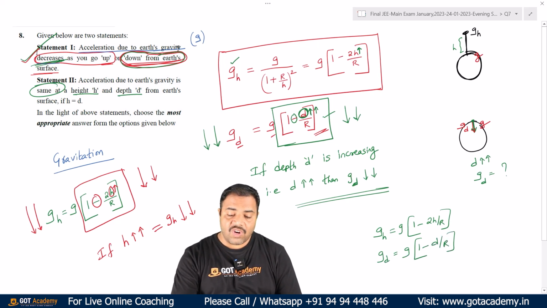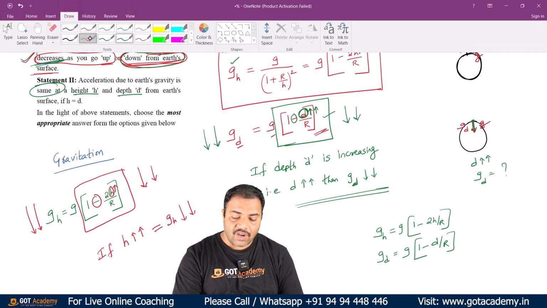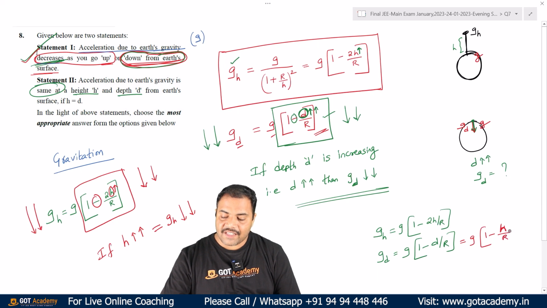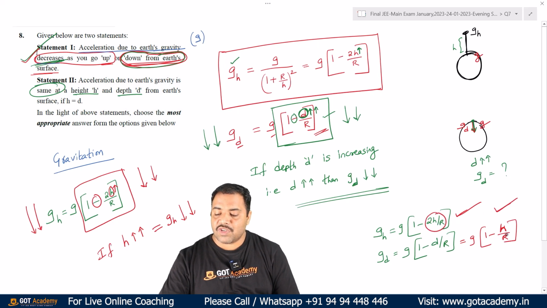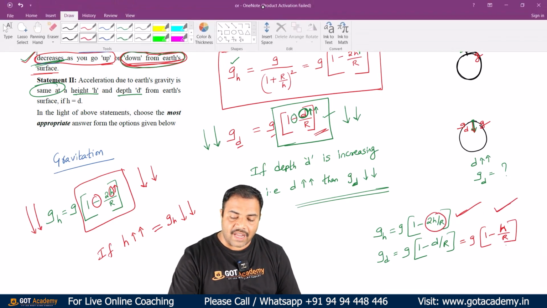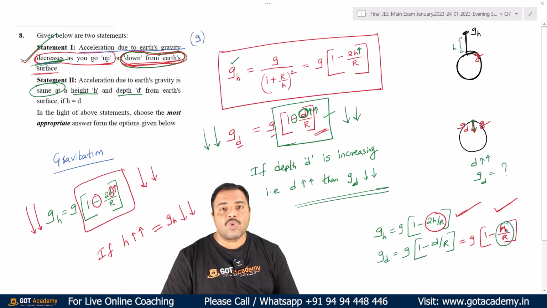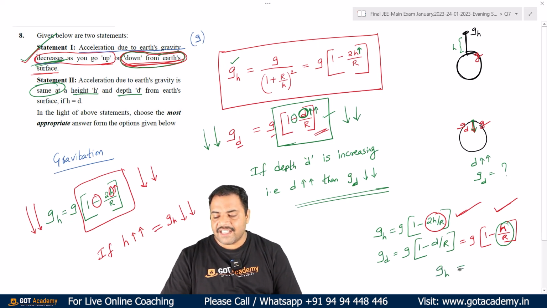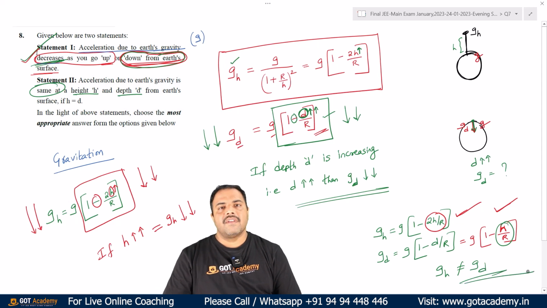If h is equal to d, let me write h is equal to d, what happens? This formula I could convert as g into 1 minus h by r. Compare these two formulas. Here it is 2h by r, whereas in this case it is only h by r. Observe the difference. So in one case it is 2h by r, in the other case it is h by r. How can I say that both are equal? They are not the same. So from this, g at a height h is not equal to g at a depth d.